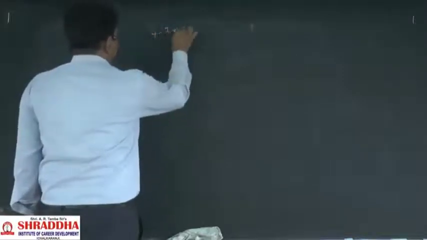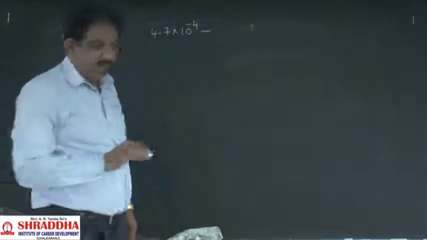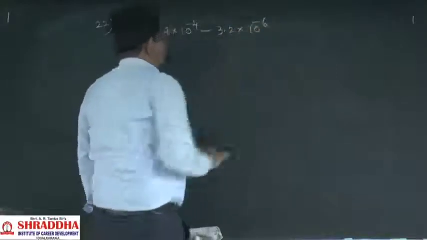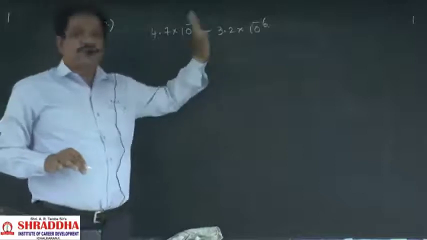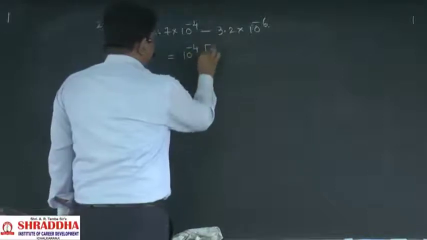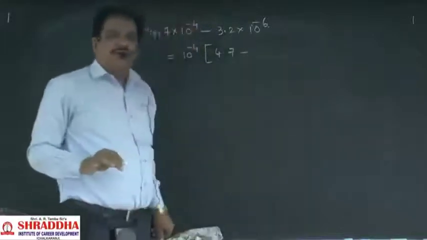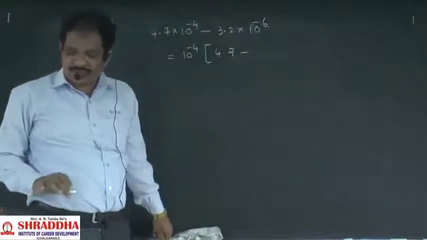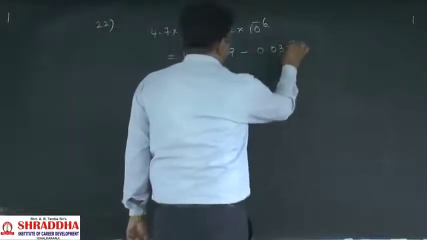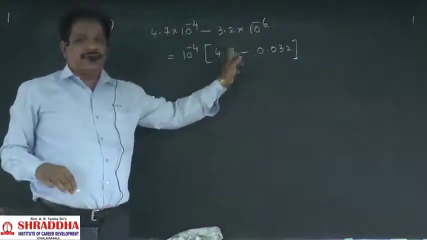4.7 into 10 power minus 4 minus 3.2 into 10 power minus 6. You take 10 power minus 4 common in these two, so this will be 10 power minus 4 into 4.7 minus 3.2 into 10 power minus 2, that value will be 0.032. Okay. So then subtract these two.